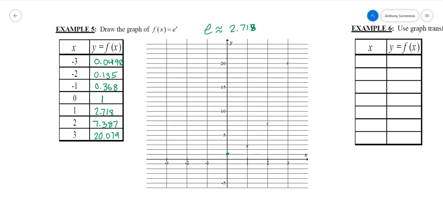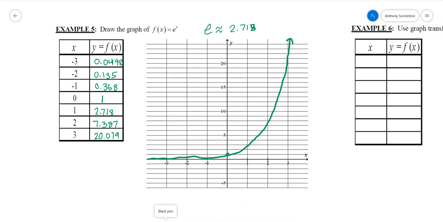As far as the rest of them go, they're going to get closer and closer to the x-axis. I'm not going to be able to get too precise with that, so I'm just going to graph it at this point. Still looks like a growth function. It's just a different base, that's all. But if I use a table like this, I can come up with an approximate graph if I do some other powers of e.